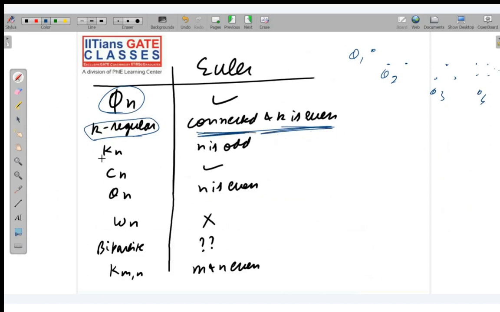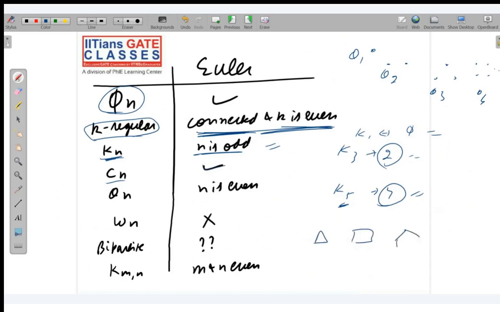Kn when n is odd, like K3, like K5, it will be 2 regular, it will be 4 regular. So every vertex is of degree 4 here, every vertex is of degree 2 here, so even degree, Euler, that is for sure. And Kn is always connected, so no need to worry. So Kn when n is odd, it is Euler. K1 is also Euler, don't worry. Cn is always Euler. Why? Because the cycle graph C3 is the smallest, then C4, C5, it is always Euler because it is 2 regular and connected.